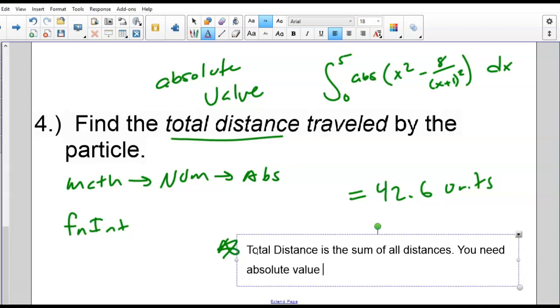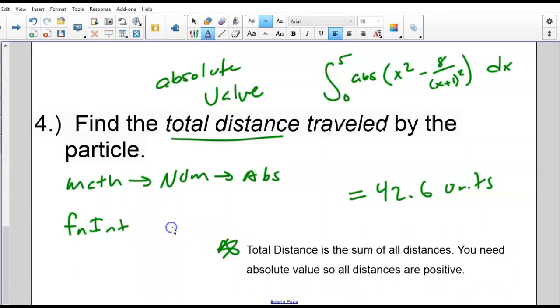Value. There we go. All right, so you need all the distances. You need absolute value, so all the distances are positive.